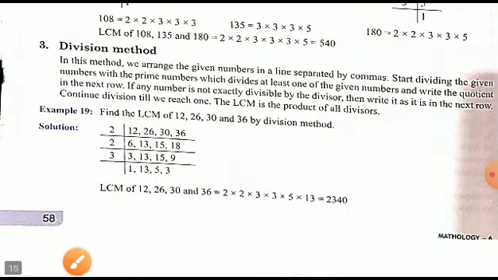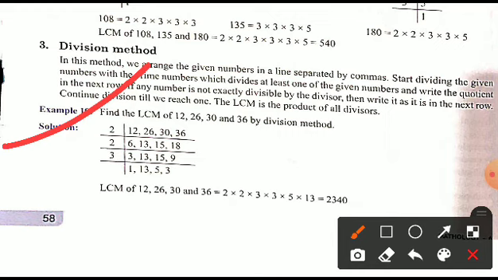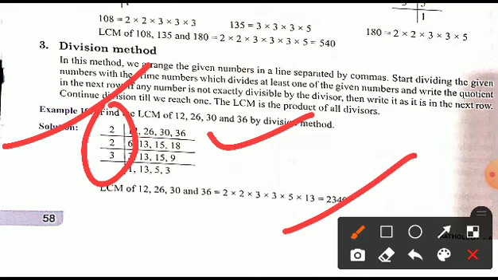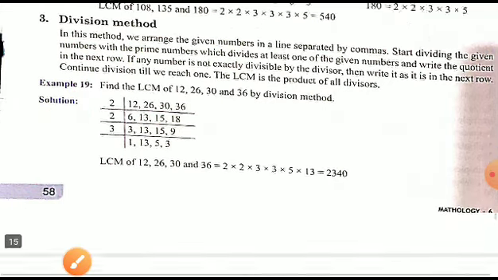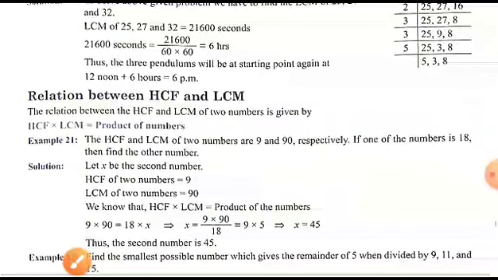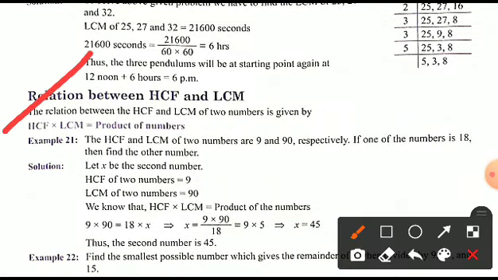Now the division method. In the case of the division method, you can find like this. Find the LCM of 12, 26, 30 and 36 by the division method. So we have to find the LCM of these numbers, and finally we get 2 into 2 into 3. That means the LCM of 12, 26, 30 and 36 is 2 into 2 into 3 into 3 into 5, that means into 13, which is equal to 2340. Clear?